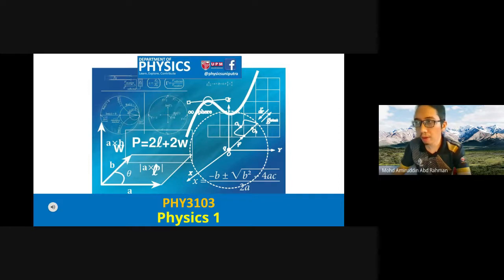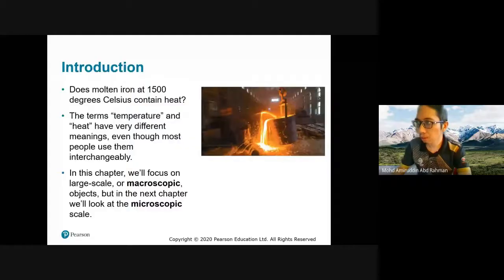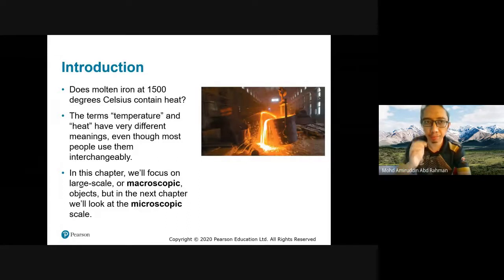So we have an example. Let's say you have a molten iron at 15 degrees Celsius. Does it contain heat? So we need to define the terms heat and temperature.